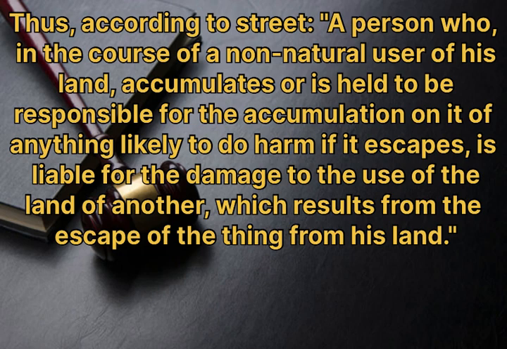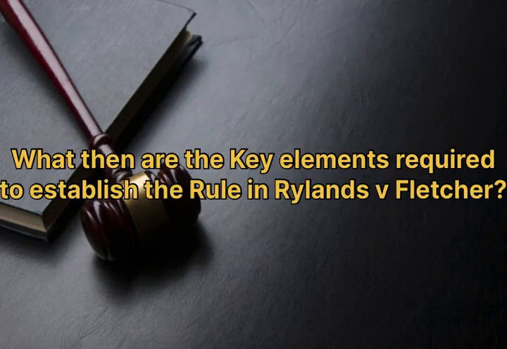Thus, according to Street, a person who in the course of a non-natural user of his land accumulates, or is held to be responsible for the accumulation on it of, anything likely to do harm if it escapes, is liable for the damage to the use of the land of another, which results from the escape of the thing from his land.